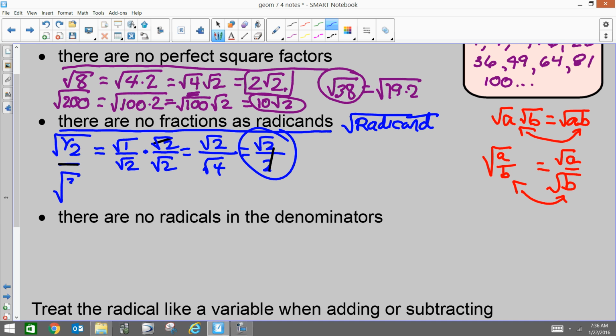And I'm going to do 3/8. So that radicand is a fraction. Okay, so we're going to split it up.